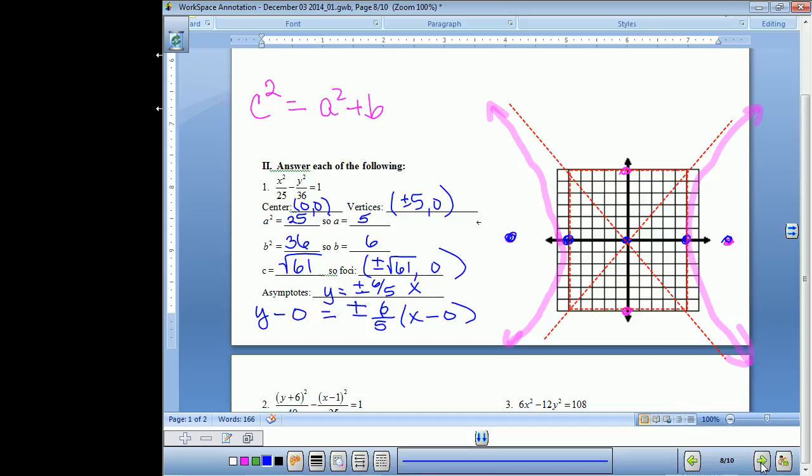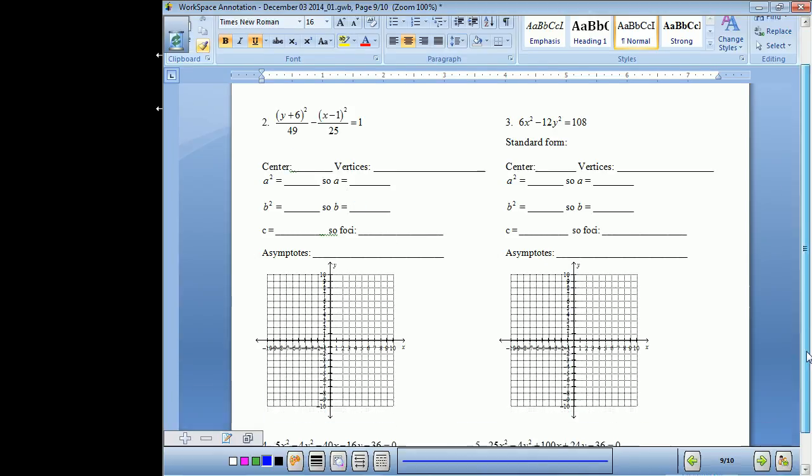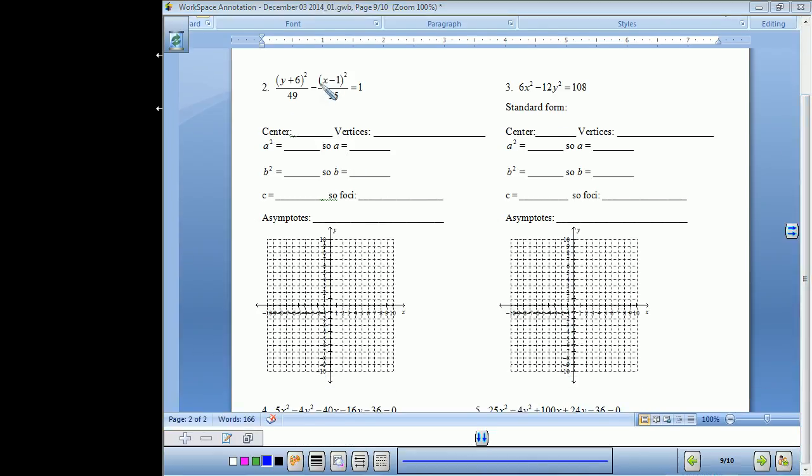Okay. This is the last one we're actually going to do together today, number 2. Now, let's take a look at this one. How will this open, vertically or horizontally? Vertically. Okay? Now, when it opens vertically, be careful, because stuff's backwards. So, where is my center? 1, negative 6. Good. I'm going to try to do it on the graph.